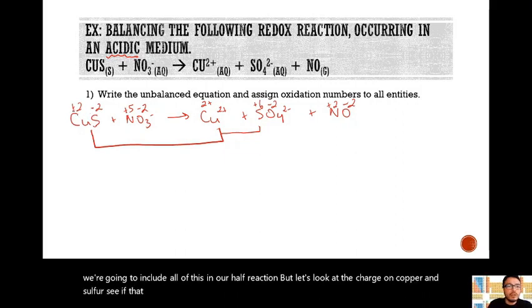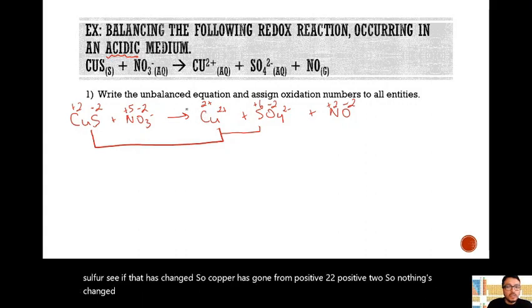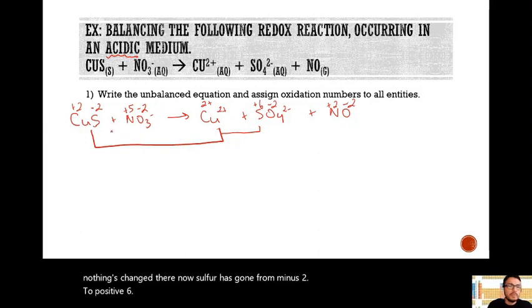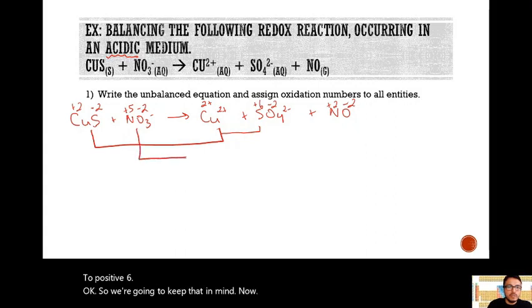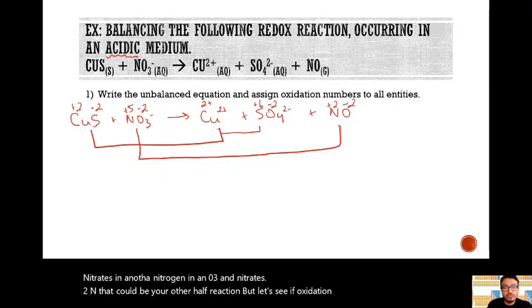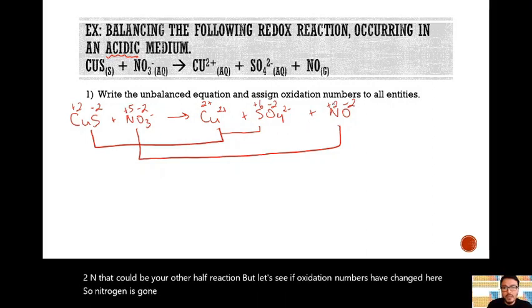So copper has gone from +2 to +2, so nothing's changed there. Now sulfur has gone from a -2 to a +6. Okay, so we're going to keep that in mind. Now nitrogen in NO3- to NO, that could be your other half reaction. Let's see if oxidation numbers have changed here. So nitrogen has gone from +5 to a +2. So there has been a change. Okay, let's see if we can identify what kind of change has happened.